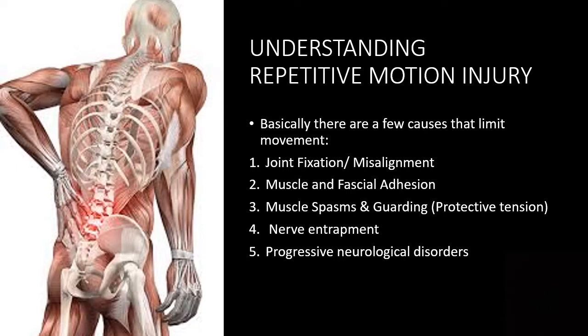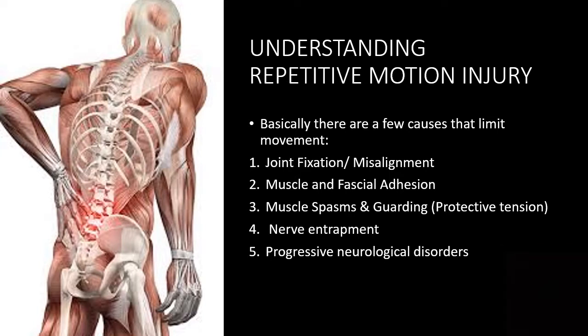A couple of things that we're going to touch on is understanding how repetitive motion injuries occur. Basically, there's a few causes that we see in clinic that limit range of motion and movement. Number one is joint fixation or misalignment of the joints. This occurs in the spine as well as the extremities. Muscle and fascial adhesion. That's primarily going to be the focus of the topic today.